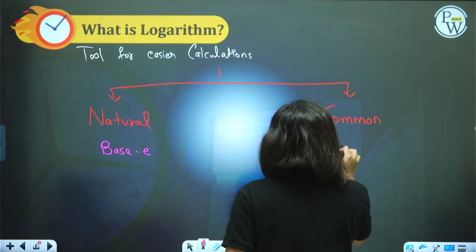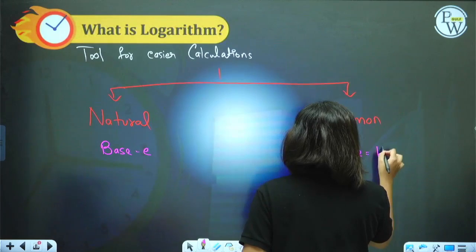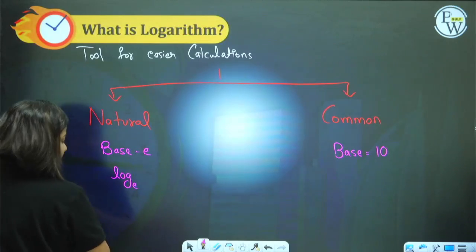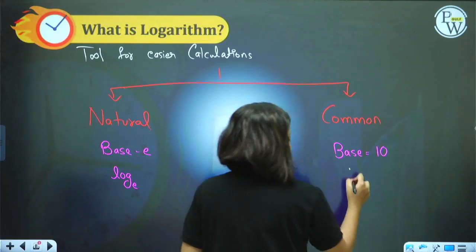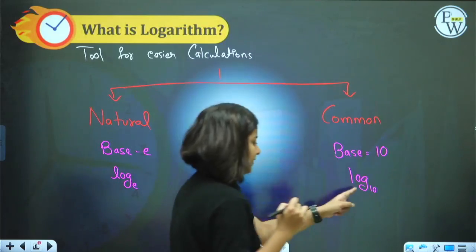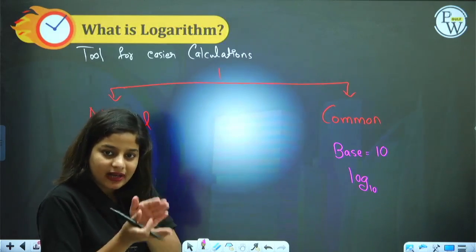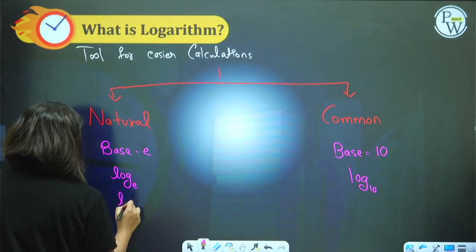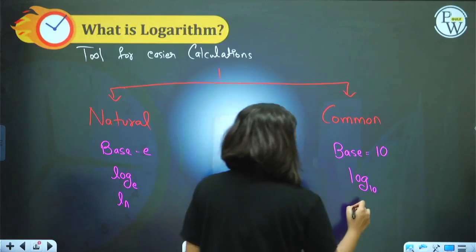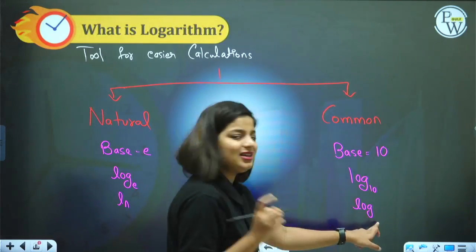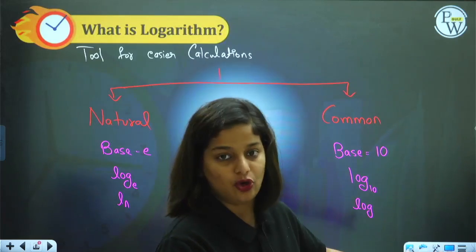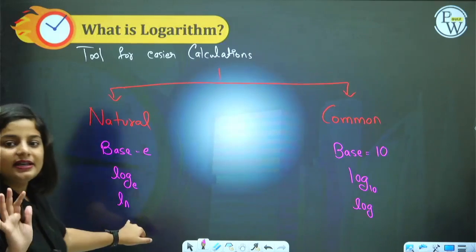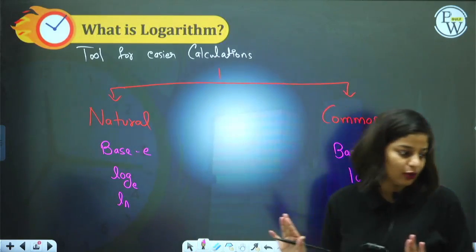For the common logarithm, the base is equal to 10. Natural logarithm is written as log to the base e. Common logarithm is written as log to the base 10. What is written at the bottom, at the base, is the base. Natural logarithm can also be written as ln, and common logarithm can also be written as just log. If nothing is written at the base, it's by default the common logarithm. If just ln is written, it's understood that it's the natural log.